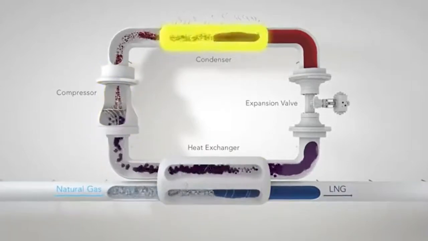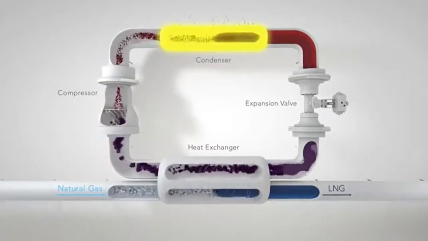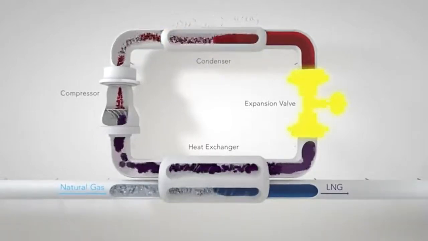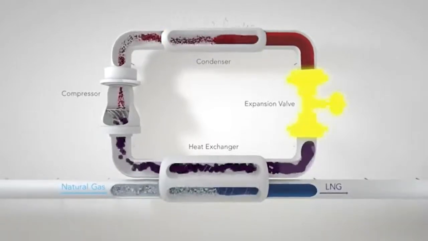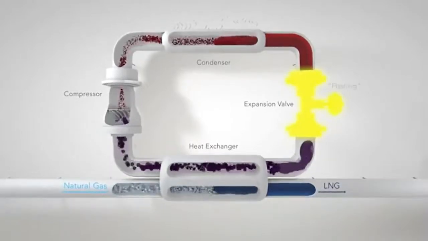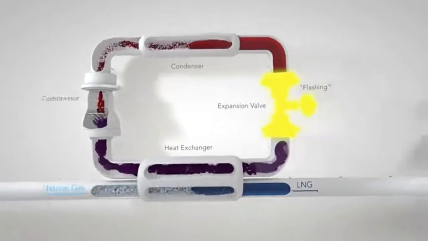We cool the hot refrigerant in another heat exchanger until it condenses back into liquid. Then we expand the refrigerant again to repeat the cycle. The key to cooling and condensing natural gas into LNG is flashing the liquid refrigerant. And once the gas is LNG, we store it in tanks at very nearly atmospheric pressure.